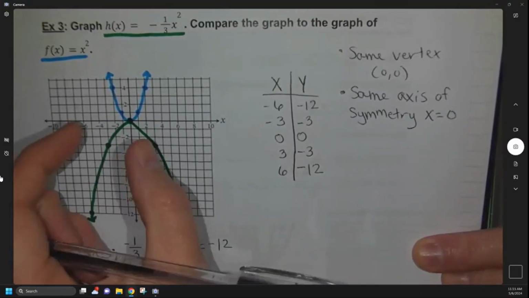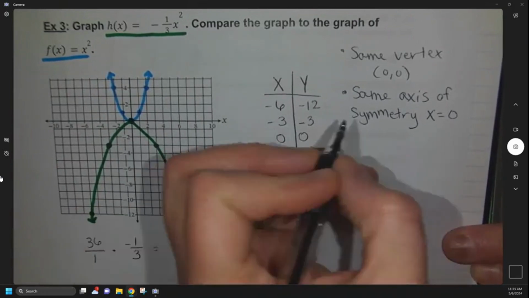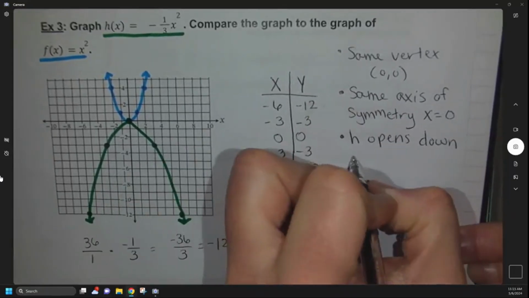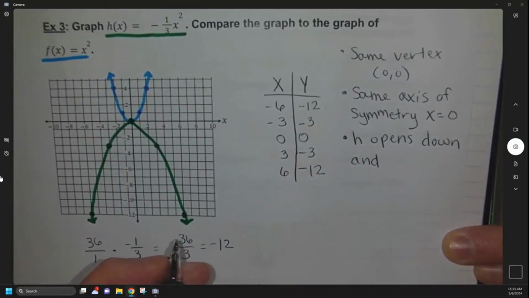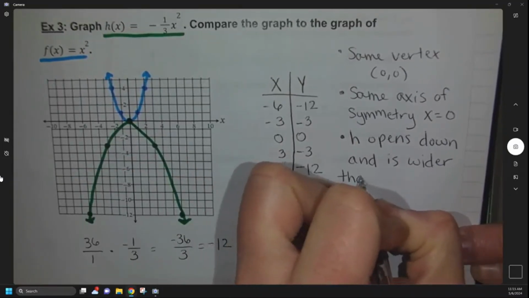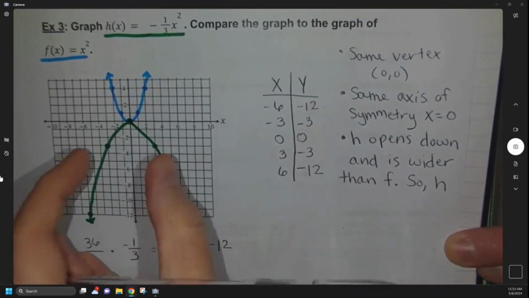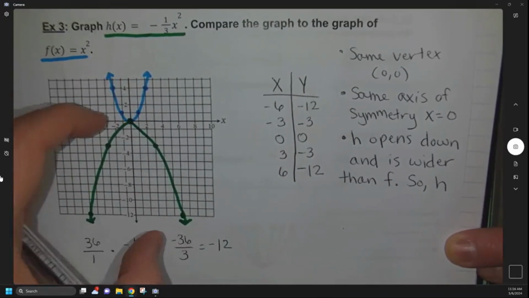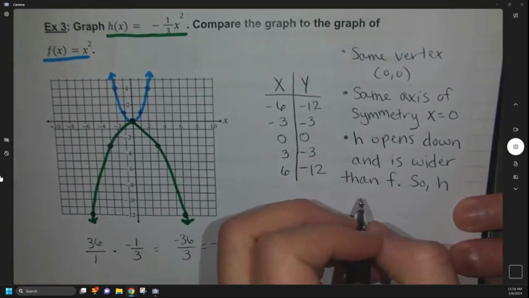We also notice some differences. f of x still opens up, but h of x is opening in a downward direction. So h opens down, and notice how it's wider as it opens down than f of x is. So h opens down and is wider than f. What that means is that h is a vertical shrink. Basically we took this and shrank the sides in. So vertically we went like this, and it makes it spread out to the side. When you take it and go like this, it makes the picture look like it's spreading out, right? So h is a vertical shrink.